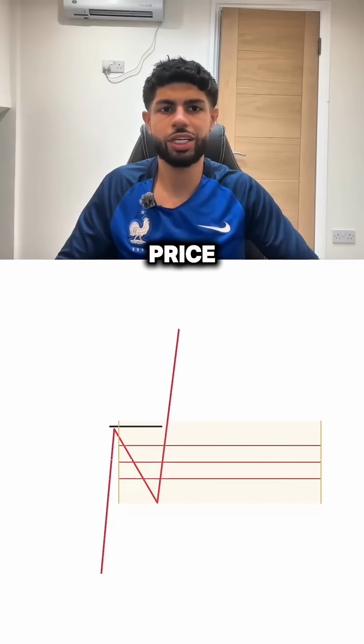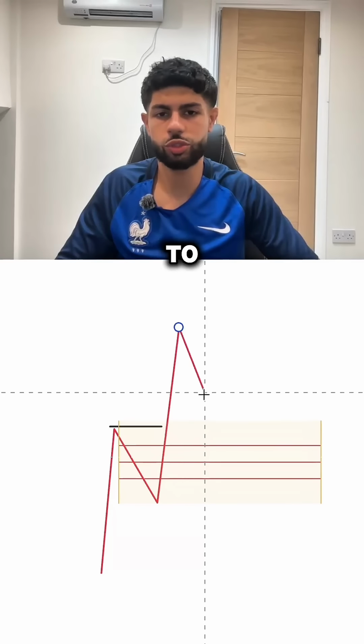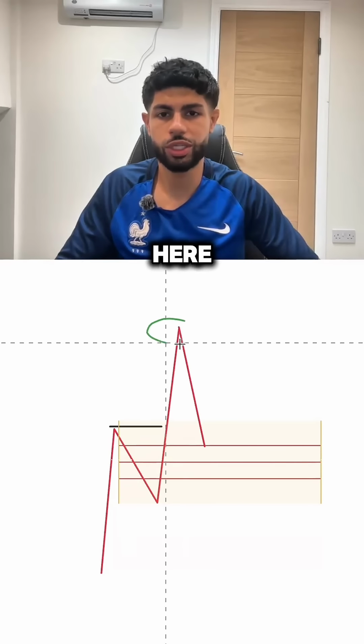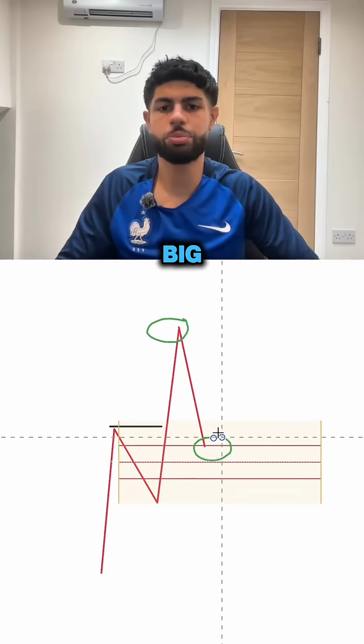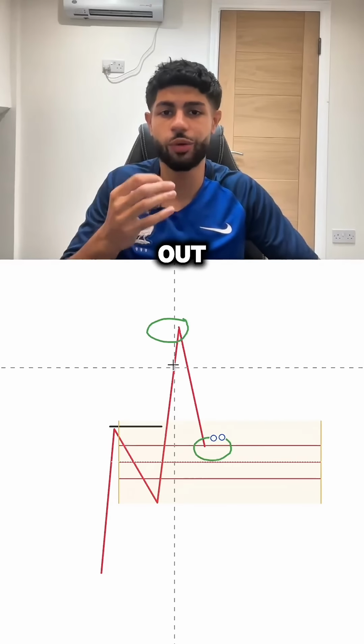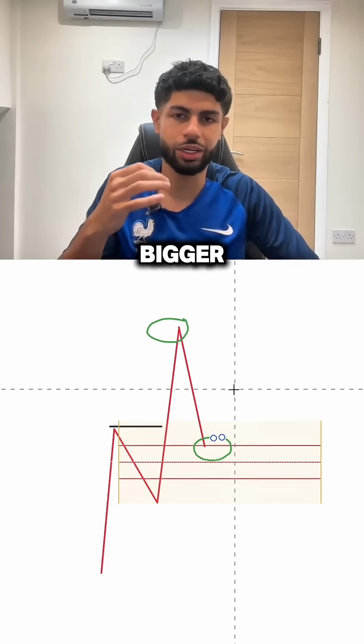Now, if price is retracing a lot to get into this zone, as you can see from when we left the zone here to when we retraced was a big movement, do not use such a small time frame, okay? You're likely to get faked out. In this scenario, use a bigger, lower time frame.